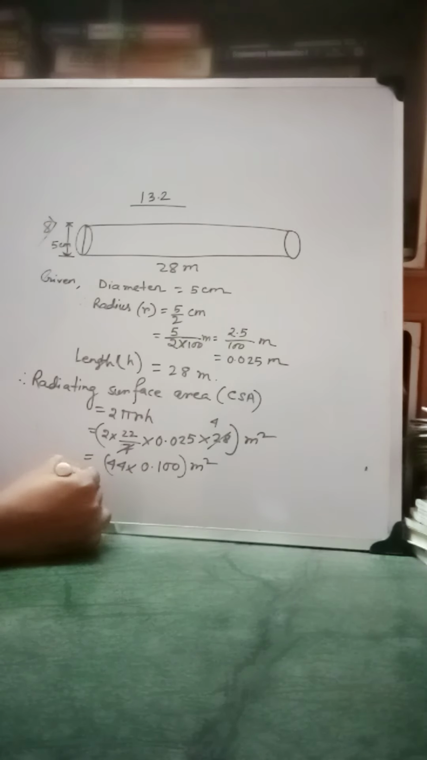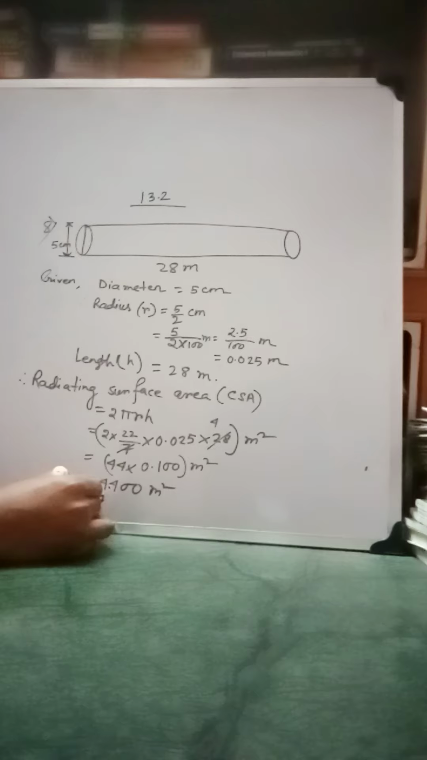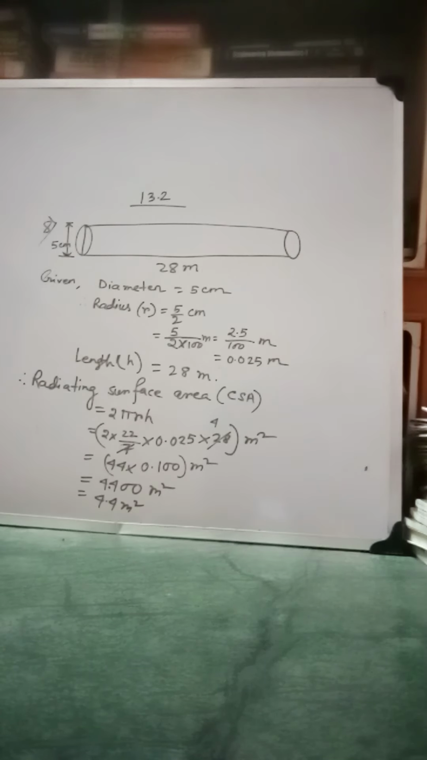Now it will come 4400, 3 decimal, so ultimately 4.4 meter square. This is the radiating surface area of that cylindrical pipe. Understood, everyone?